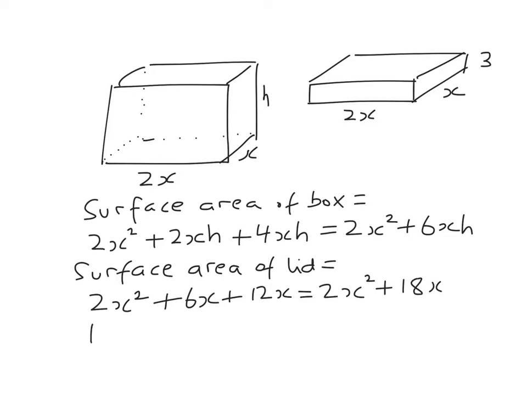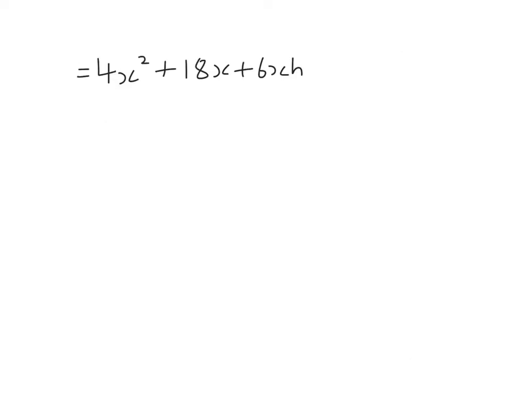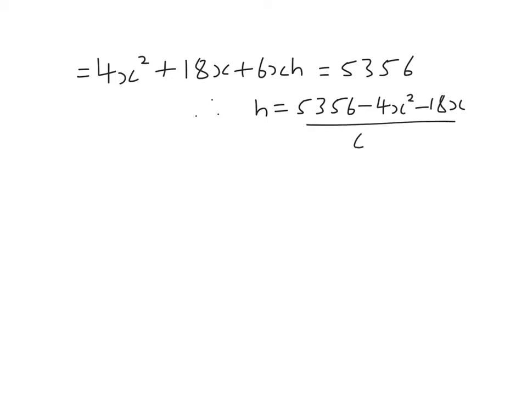So the total surface area becomes 4x squared plus 18x plus 6xh. And we're told that this equals 5356. So let's rearrange to make h the subject. So it's 5356 minus 4x squared minus 18x, all divided by 6x.